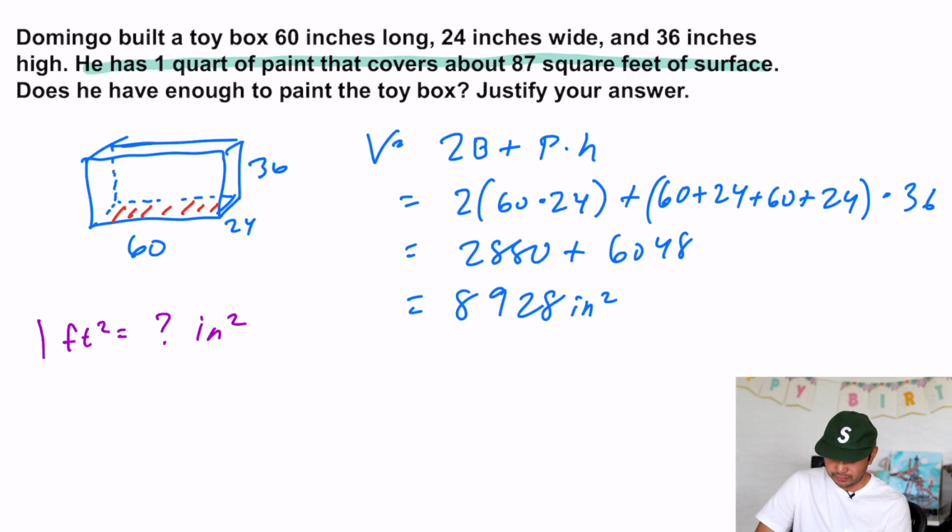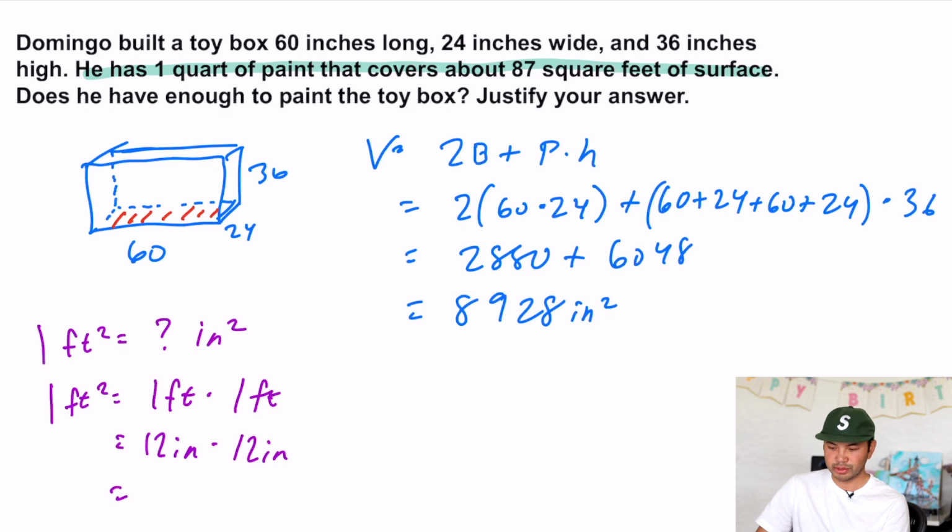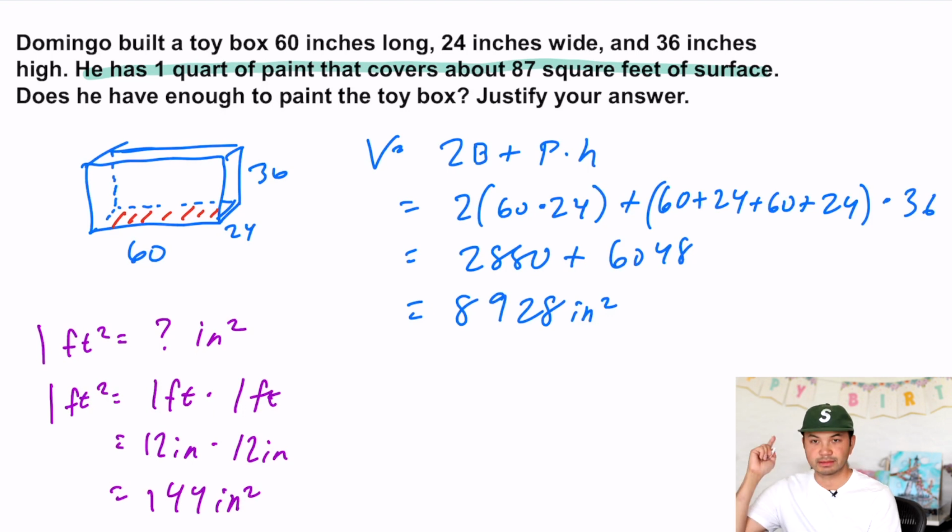Because if you think about 1 square foot, right, that's 12 by 12. Because 1 square foot is 1 foot times 1 foot, right? So 1 foot is actually 12 inches by 12 inches. So 1 square foot is the same as 144 square inches. Okay, so that's another part of it. That means 1 square foot covers 144 square inches.